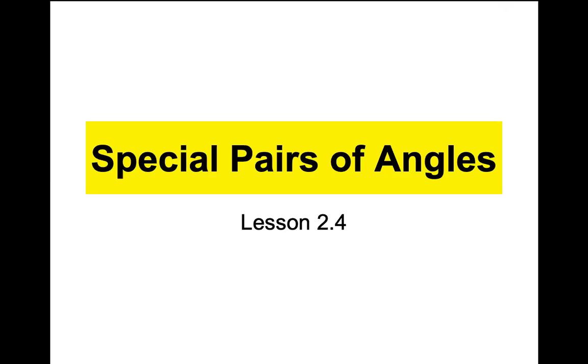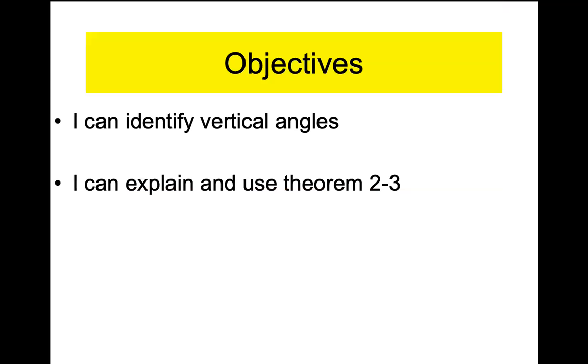Special pairs of angles. There's going to be lots of these. Today we're going to learn 3 of them. I've never actually counted how many of these there are, but I'm guessing there's somewhere around 10 that are called special pairs of angles. There's lots of them. We do the 3 easiest ones today. And by the way, you're supposed to already know this.